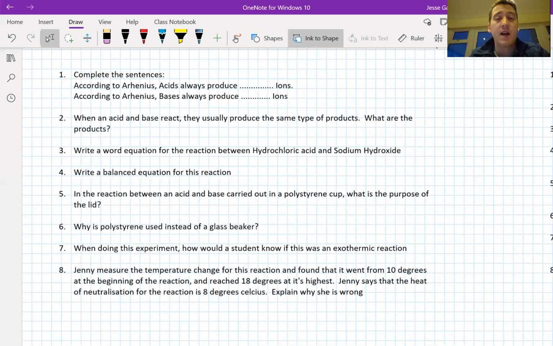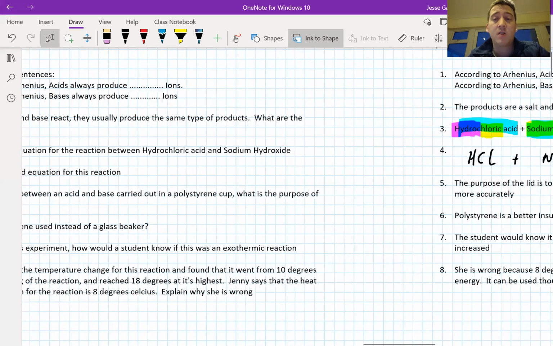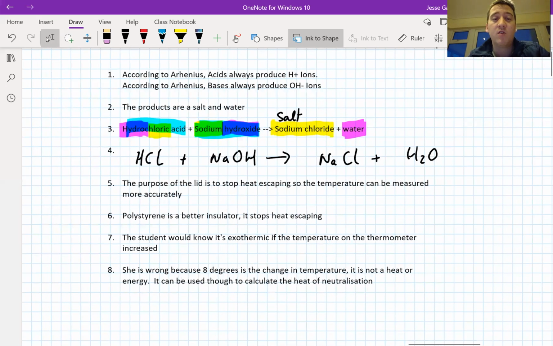When doing this experiment, how would a student know if it was an exothermic reaction? So without looking back, exothermic releases energy to the surroundings. Part of the surroundings is the thermometer. So what would happen if energy was released into the thermometer? The temperature would increase. So the student would know it's exothermic if the temperature on the thermometer increased.